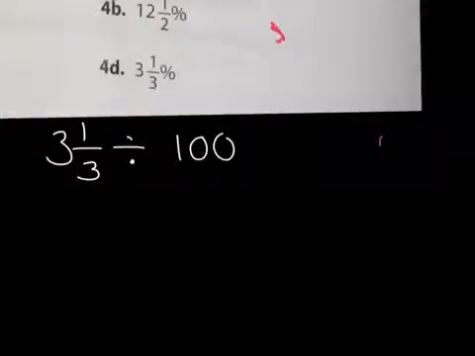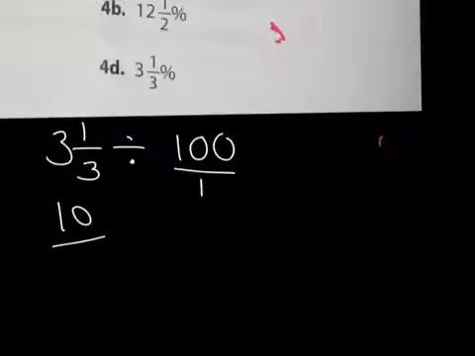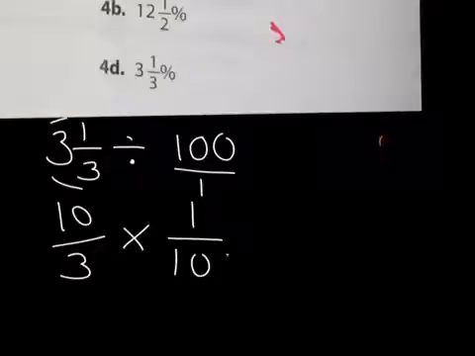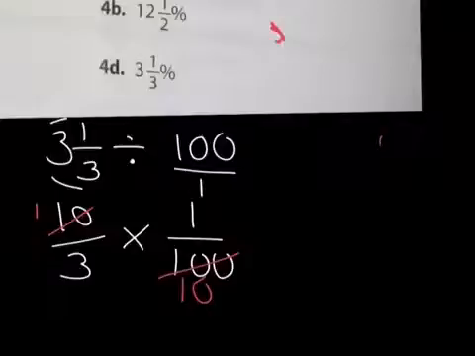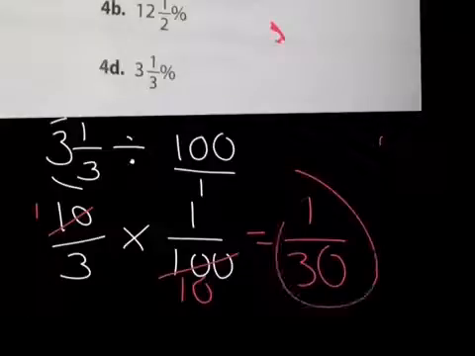And finally, 3 1/2%. 3.5 divided by 100. Put the 100 over 1. And it's 10 over 3, because 3 times 3 is 9, plus 1 is 10. Times 1 over 100. We cross-reference. And now I have multiples of 10. I have 1 there and I have 10 here. And I multiply. 1 times 1 equals 1, and 3 times 10 equals 30. So it's 1/30. And there we go. That's my answer for that.